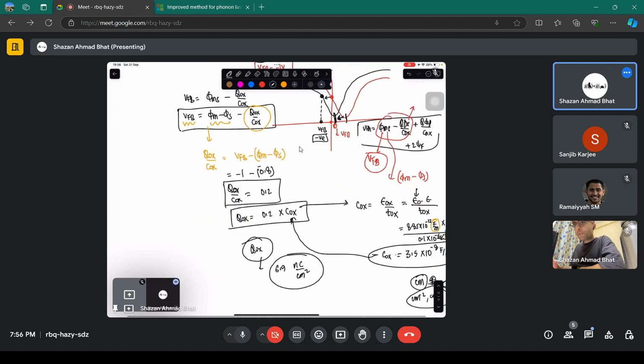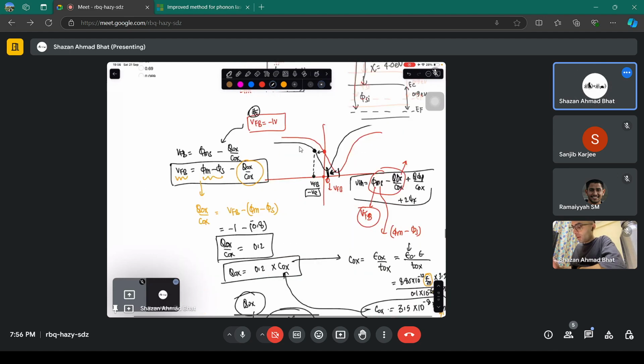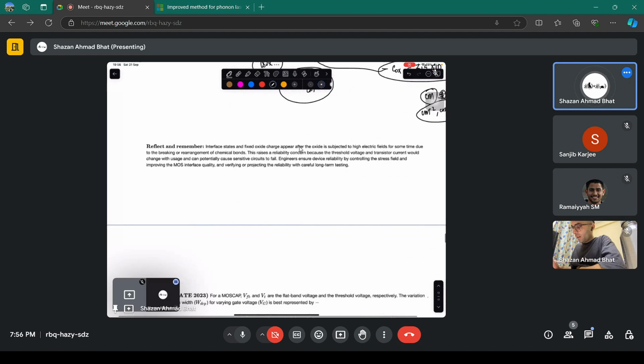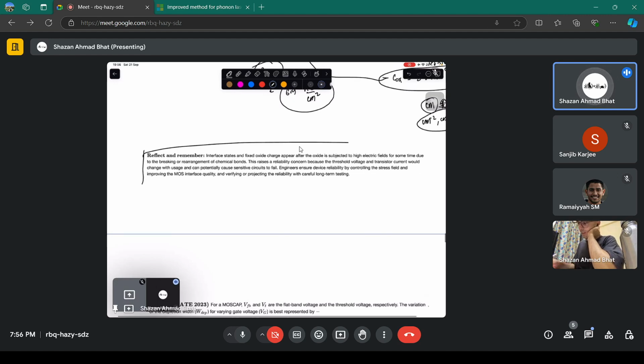Yeah, that's it. That's the answer of this question. Okay, what is this? Interface states subjected to high electric field for some time due to the breaking and rearrangement of bonds. This raises a reliability concern because threshold voltage and transistor current would change with usage and could potentially cause sensitive circuit failures. Yeah, this is the real problem. That is what I was talking about.